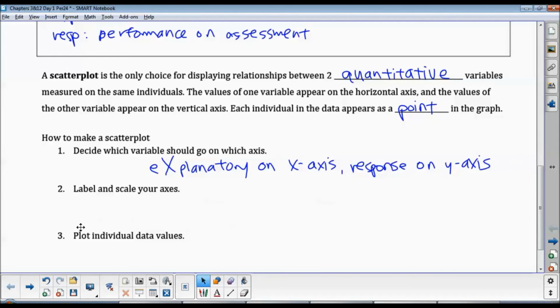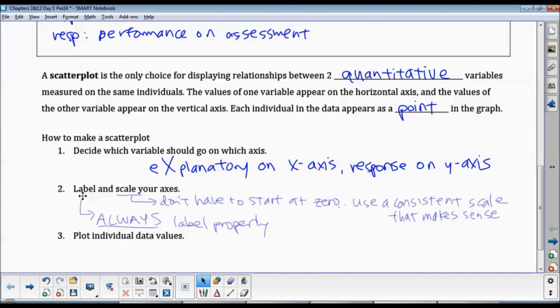Labeling and scaling your axes. I cannot emphasize this enough. This is really, really important. On the actual AP exam, you do not have a ruler. You are actually not permitted to bring rulers into the exam with you. So it's not such a big deal that your scaling is perfect or your lines are perfectly straight, because we don't expect them to be. I mean, obviously you don't have rulers.